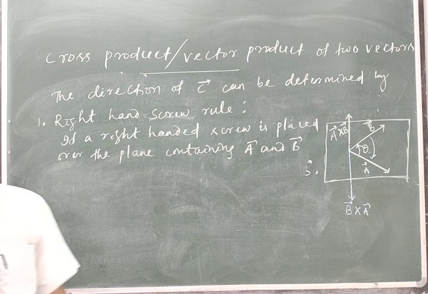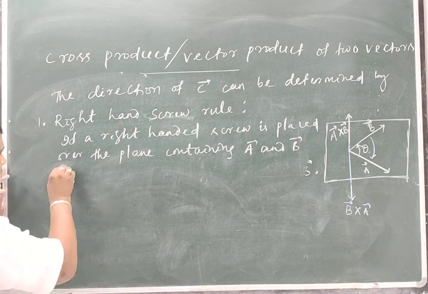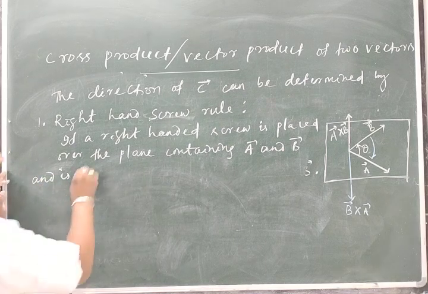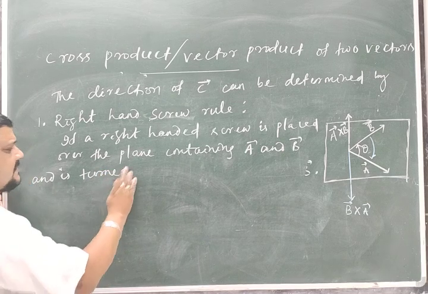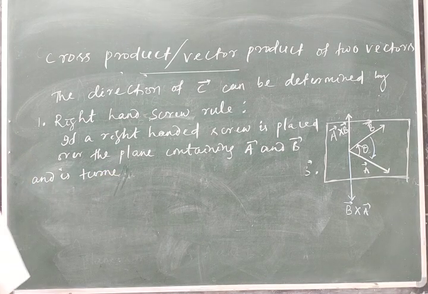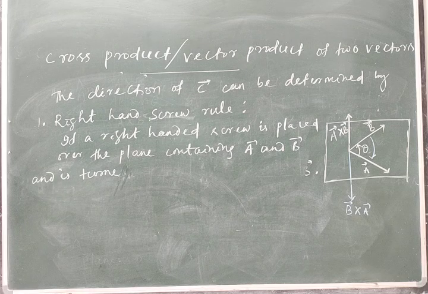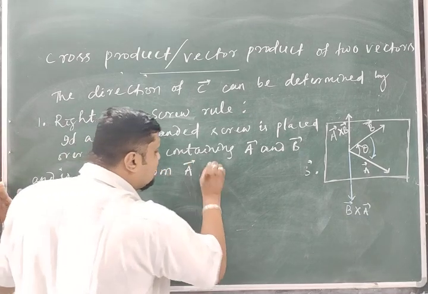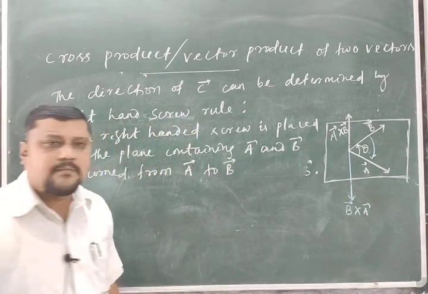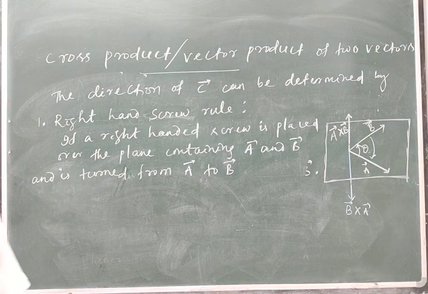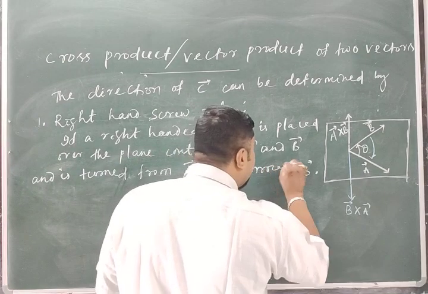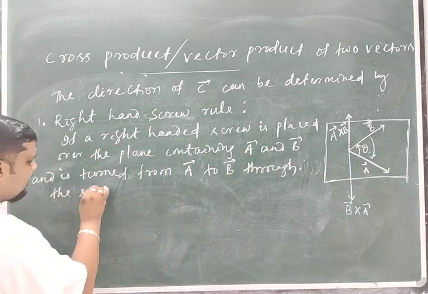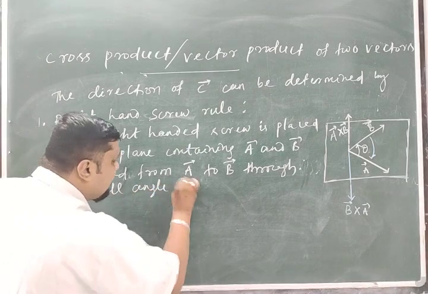Then it is turned, and it is turned in what direction? Because you are finding A cross B, turn it from A to B through the small angle theta.